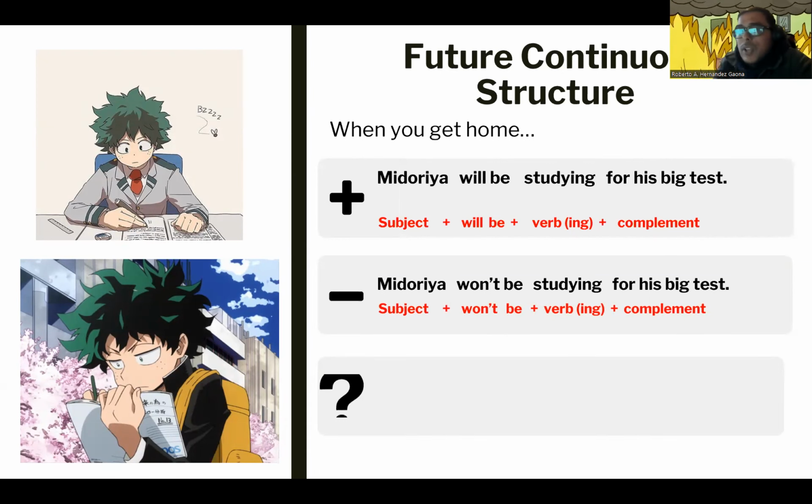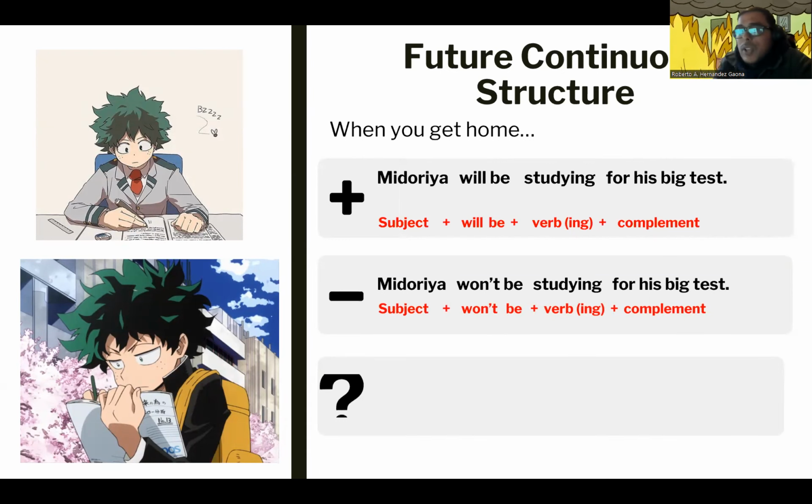That is the structure. Now, something that we cannot overlook is all of these sentences need the time clause, okay? We can't just say, will Midoriya be studying for his big test? We have to say, will Midoriya be studying for his big test when you get home? This is a tense like future perfect simple that needs something else for it to make sense. Okay. And all right, let me erase this and we're good to go.